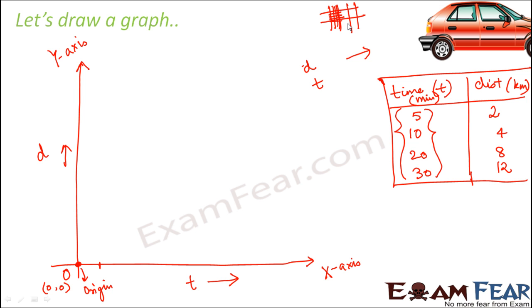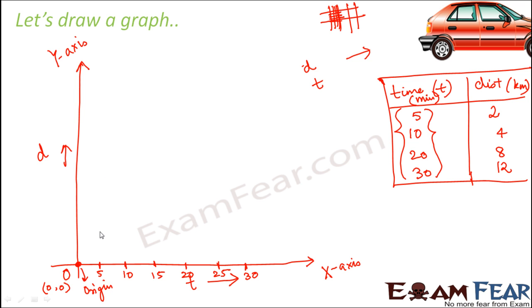So while scaling the x-axis and the y-axis, we assume that one big box would represent these many units. Now why do we do that? I'll tell you about that also. Right now let us say that we assumed that one big box is representing 5 minutes. So this is 5, this is 10, this is 15, this is 20, this is 25, this is 30 and so on. So one big box represents 5 minutes. That's how we scaled the x-axis.